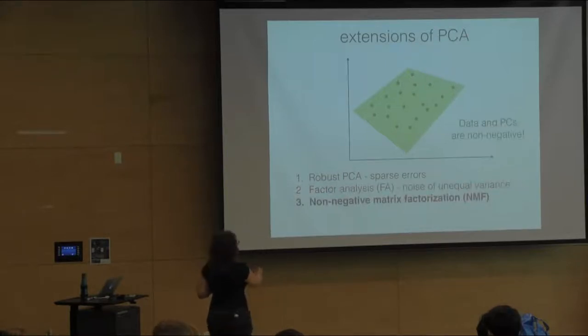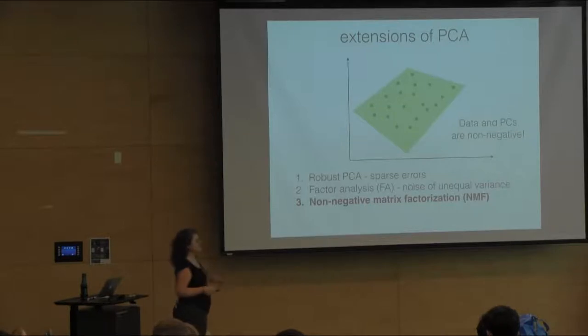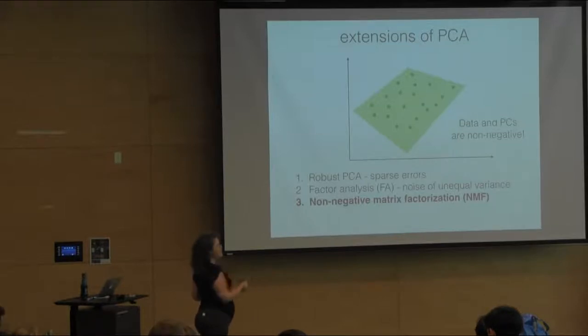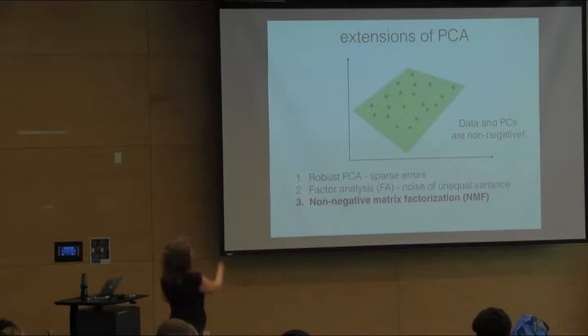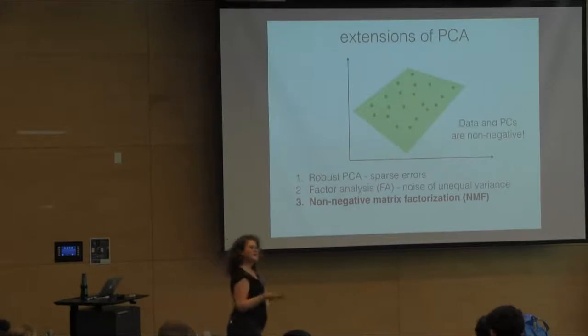And then the third one, which is also quite popular, is non-negative matrix factorization. That's still finding a linear fit to the data. But now we're going to assume that both the data and the principal components, or the factors that we learn, are non-negative. So they all live in this positive orthant of the space.